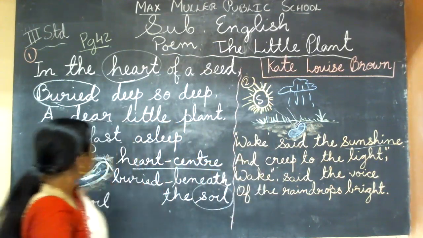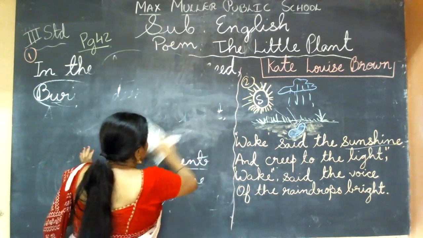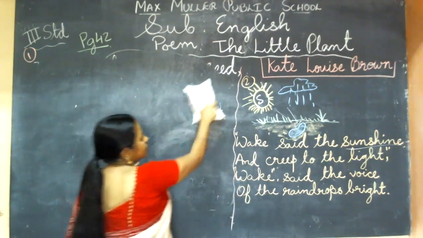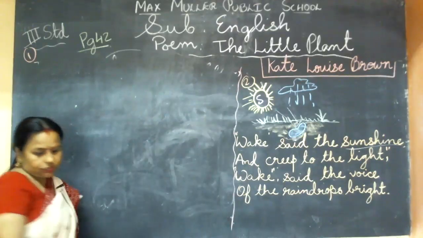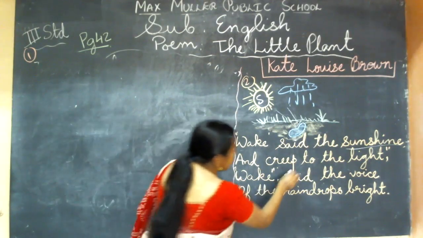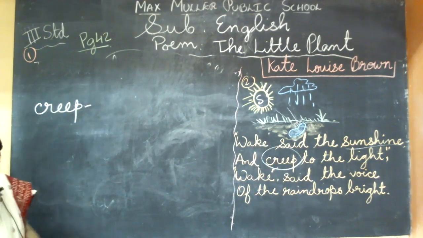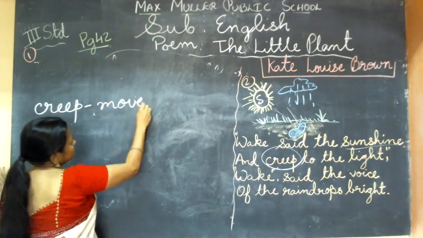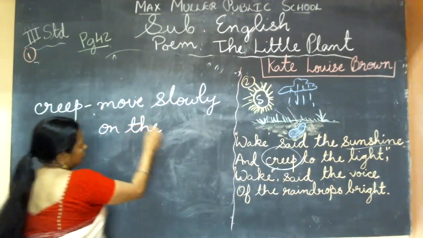So here, this side I'll rub now. This side finished, children. So I'll tell you now, your understanding, no? The poem is very easy. Normally what you learnt in science, that only in language when you are saying the same thing, you will be explaining it differently. Okay, so that is the beauty of language. We explain it in a different way. So here, creep. It's a new word, creep. That meaning, I'll write now. C-R-E-E-P, creep. Creep means move slowly on the ground.